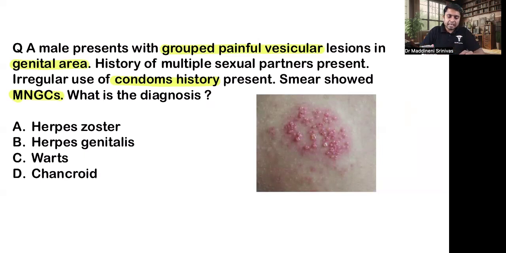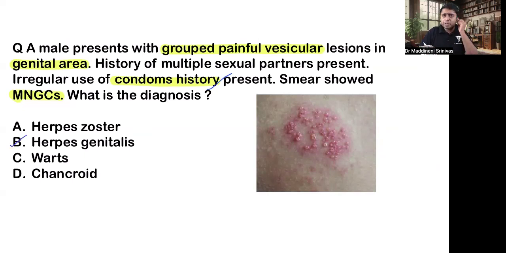So what is the diagnosis? This was a question which I received from the students. If you get to see these kind of grouped vesicular lesions on an erythematous base, and that too over the genitals, and they have mentioned that there is a sexual risk in this particular individual, you should think of herpes genitalis. So the answer is going to be option B.